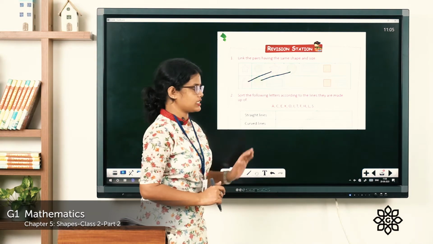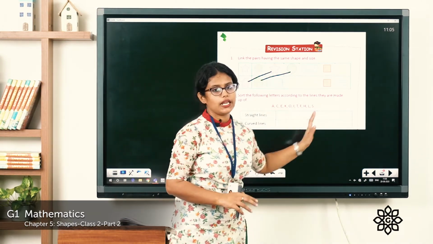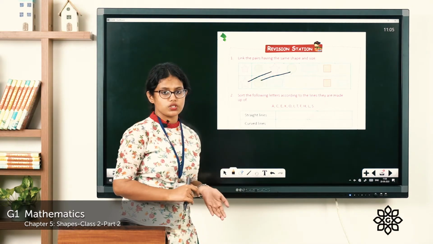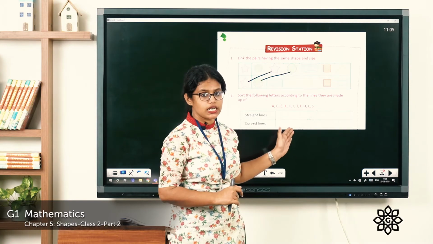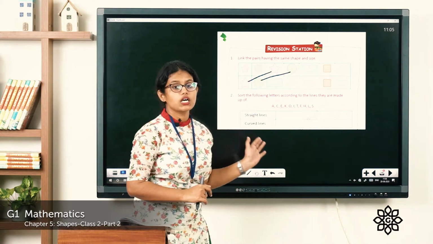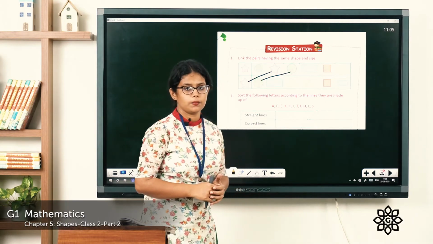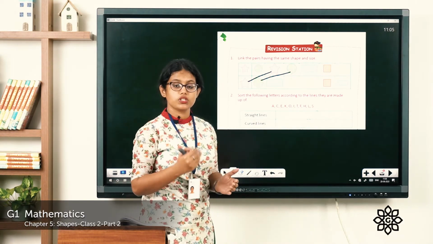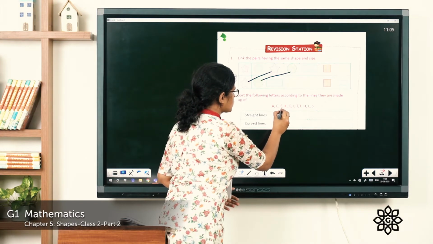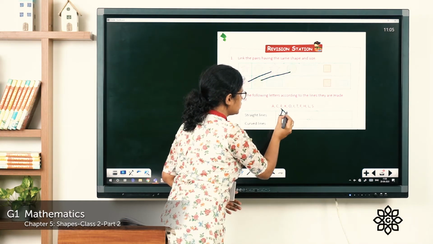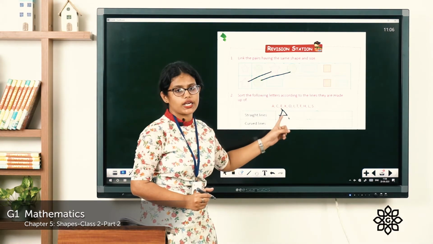The second exercise. What you have to do is, you can see some letters, and you have to sort out the letters which are made with straight lines and which are made of curved lines. Let's see an example. Let's take the letter A. How is it made? With a straight line or a curved line? Straight line, right? When you draw a line here, you draw a line here and you write here, this is A. So it is made with straight lines.